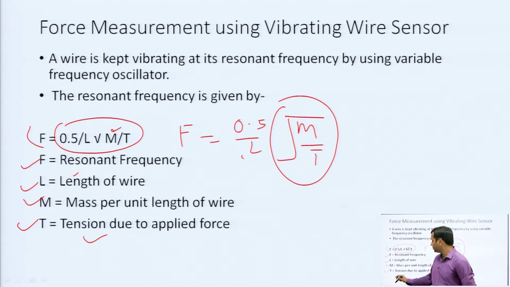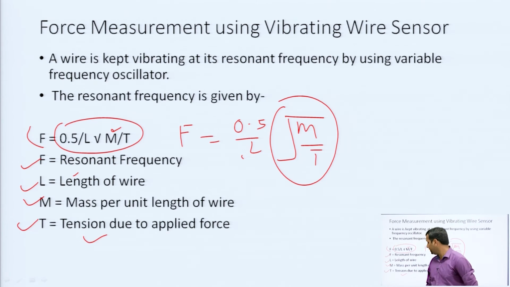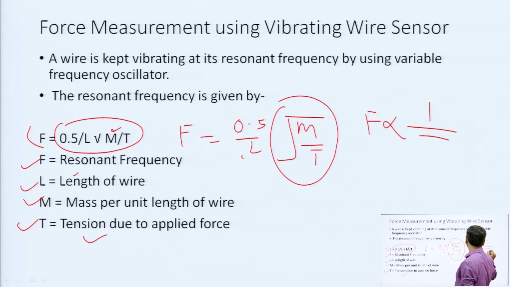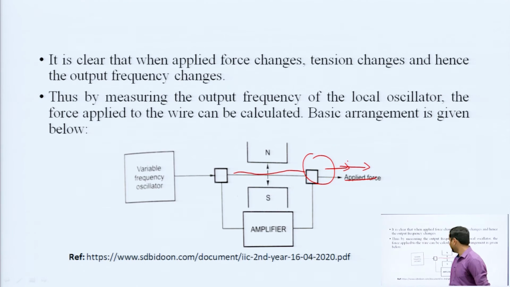So, when we apply the force from this direction, a tension will be created in that wire, and because of this tension the frequency will also change, because you can see that frequency here is proportional to 1 by root T, where T is the tension which we are getting from applying this force. Okay. So, because of this the frequency will change, and the change in the frequency can be measured with the help of that formula which we have seen earlier. Okay. So, because of this the applied force can be measured.